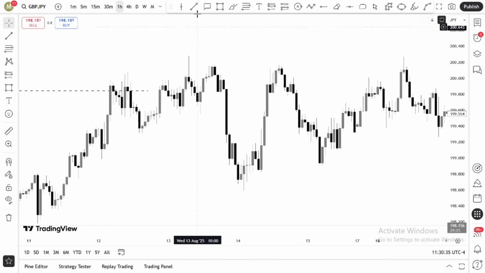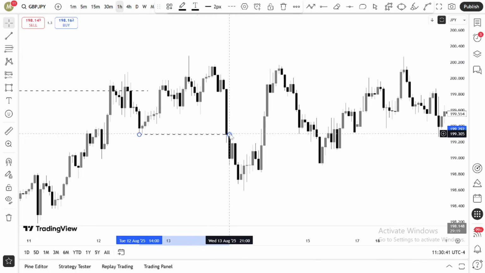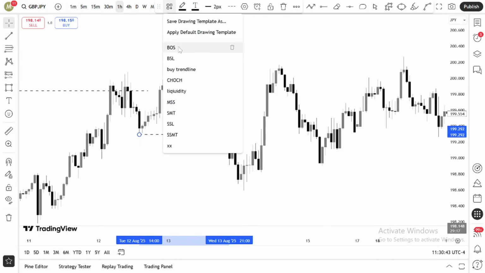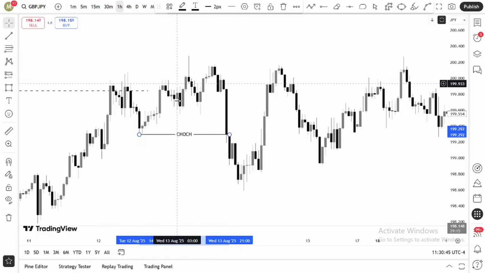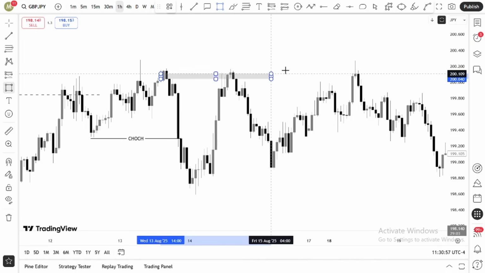This is where a shift in market structure happens. Price gave us a shift in market structure here to the downside. You can call it a change of character. We have this change of character to the downside. Have you seen? After this change of character, where is the origin? This is the origin and this is the order block, right? So we have this order block here.